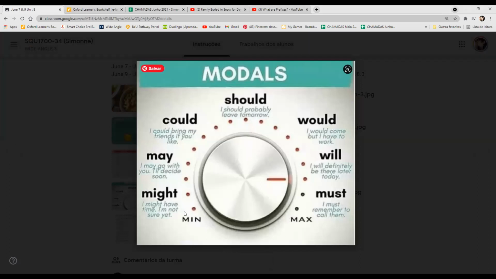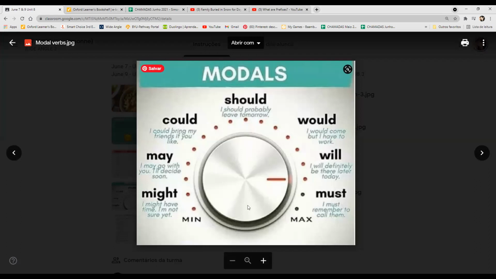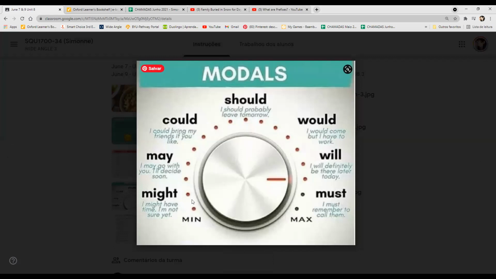Yes. So here we have like an oven thermostat, right? And here, when I say might, it's always something about, okay, when I have time, I might do this or that. So I might have time. Here it's an example. I'm not sure yet. The probability is kind of distant. May is more probable to happen. I may go with you.